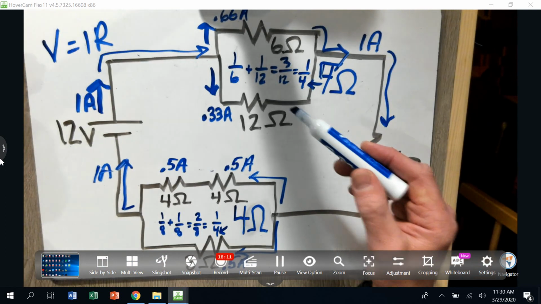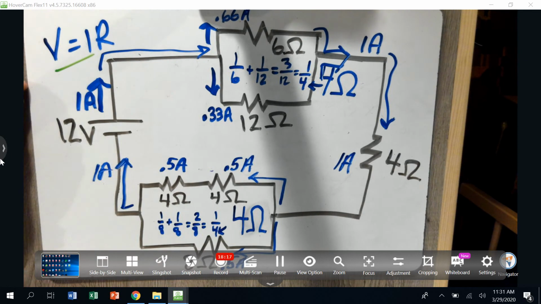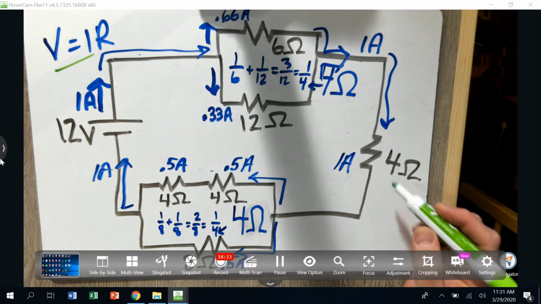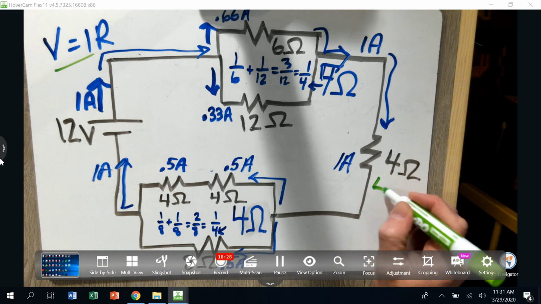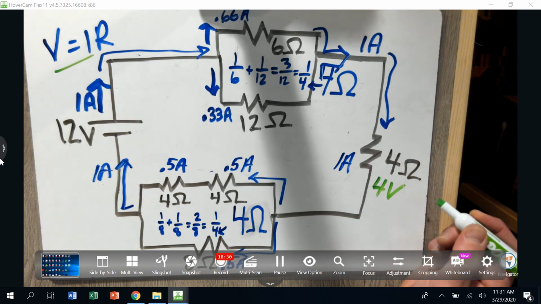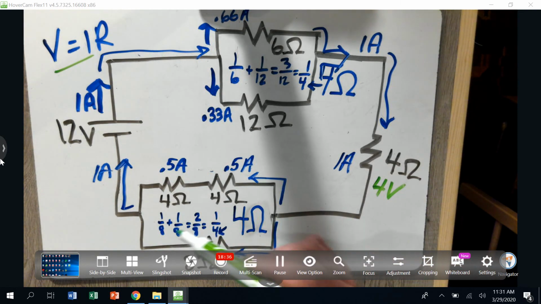So now I've got amps on everything. I need to get my voltages of everything. So again, I can apply this Ohm's law to my individual sections now, and I can start here and say, well, I've got 1 amp and 4 ohms. That means that's 4 volts. Okay, and again, if I do this right, I'm going to get to the point where I can take any single pathway and work my way around and end up with the 12 volts.